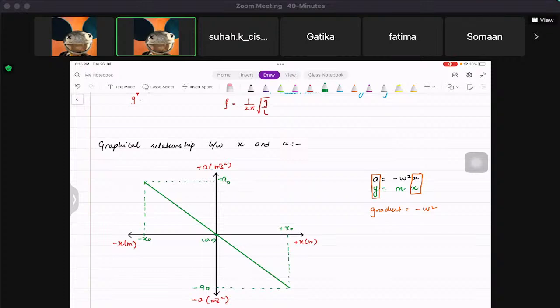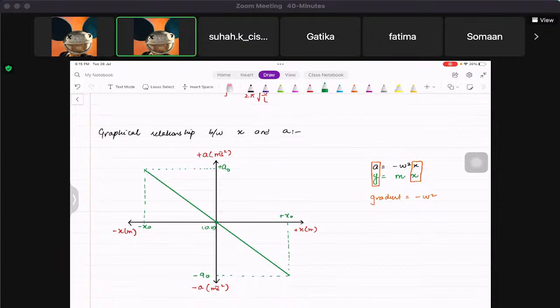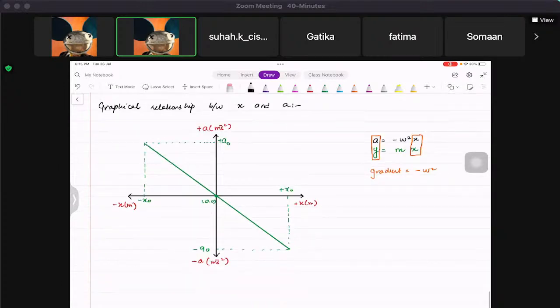Okay, now we're going to look at the graphical relationship between v and x, and then I'm going to show you some questions. Graphical, well, instead, first let's write the relationship between velocity and displacement. Okay, now this is important.